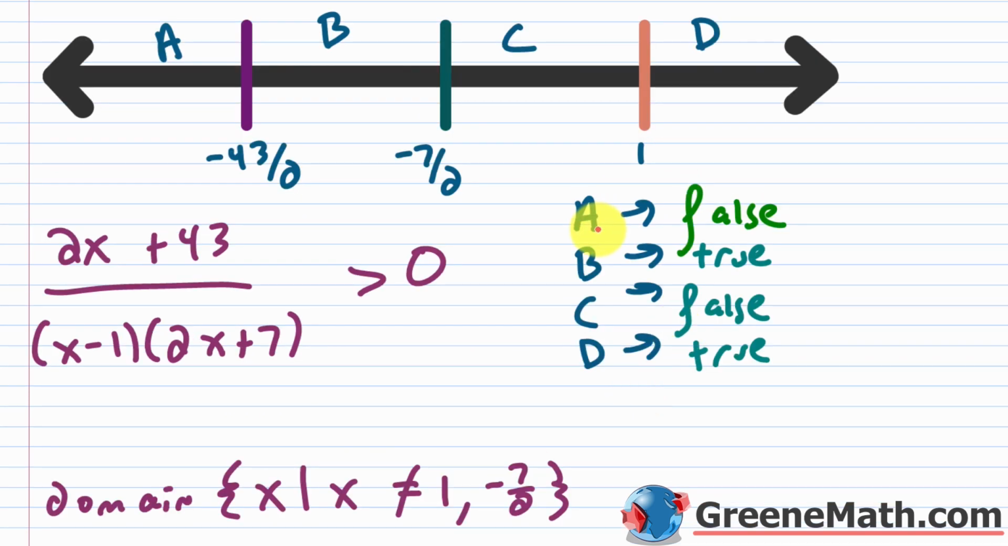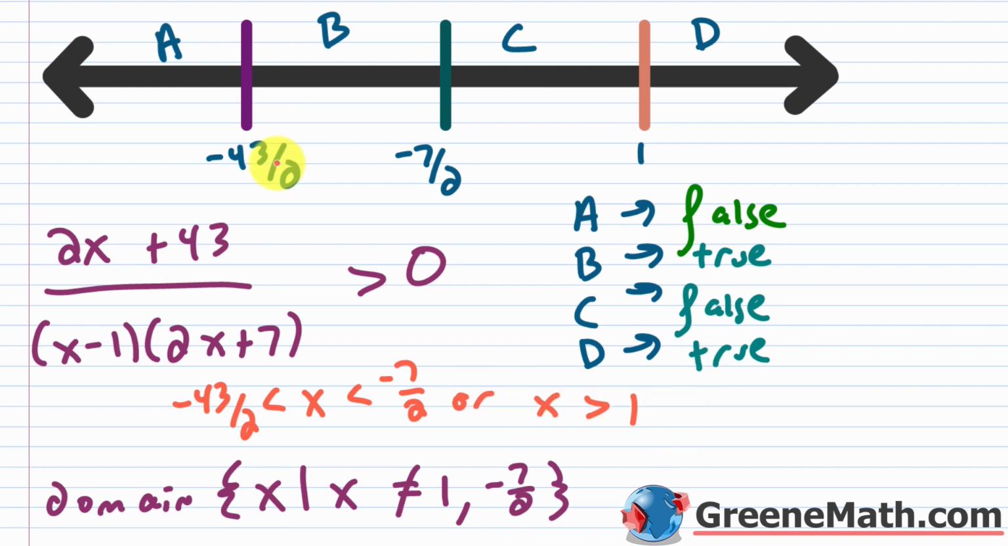So for the solution, we know nothing in A works. In B, we're working here. So basically, x is greater than negative 43 halves and less than negative 7 halves. C, nothing works again, and then D, things work. So I'm going to put or here, x is greater than 1.